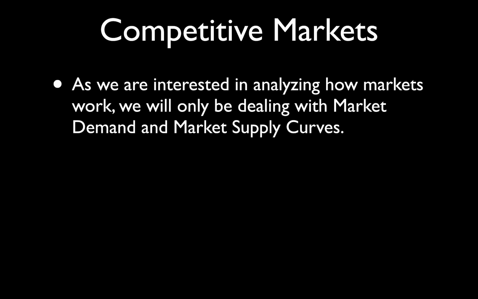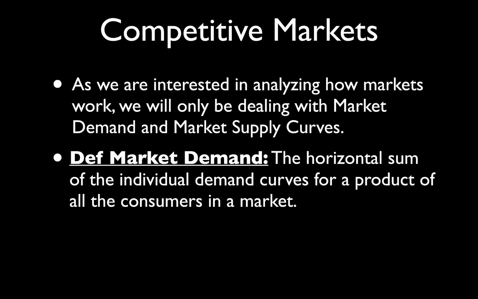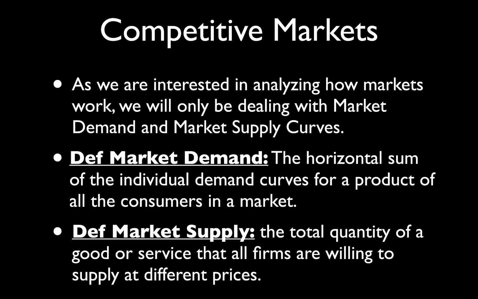Now, this is another very important point that I really want to stress. As we're interested in analysing how markets work, we'll only be dealing with the market demand curve and the market supply curve. So what's market demand and what's market supply? Market demand is the horizontal sum of the individual demand curves for a product of all the consumers in a market. How much of that good would be purchased at every given price by every single buyer in that market added together. Whereas market supply is the total quantity of a good or service that all firms are willing and able to supply at different prices.